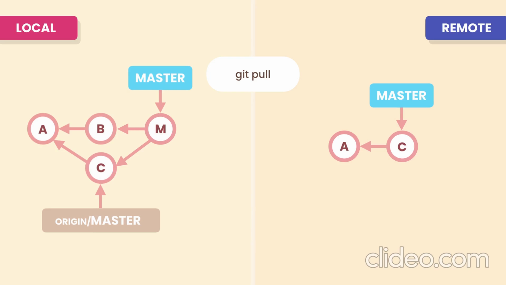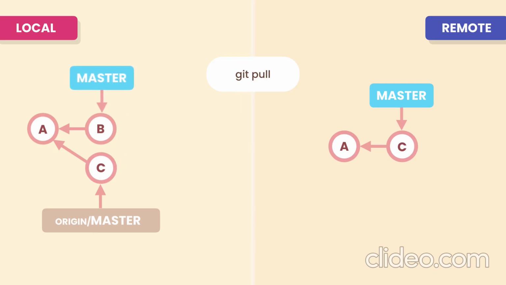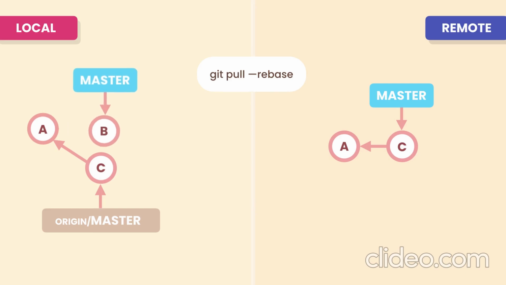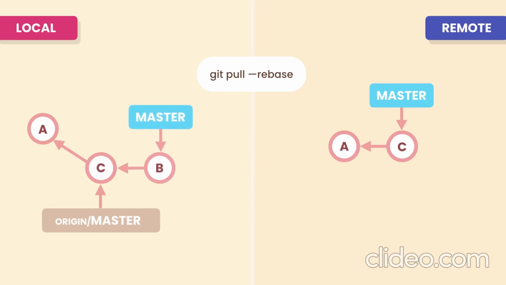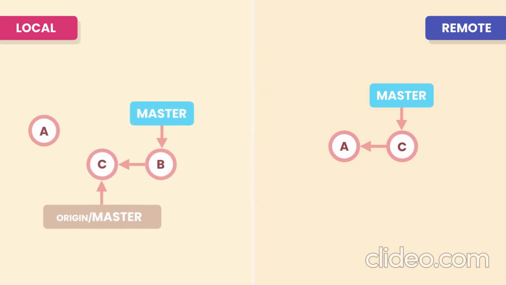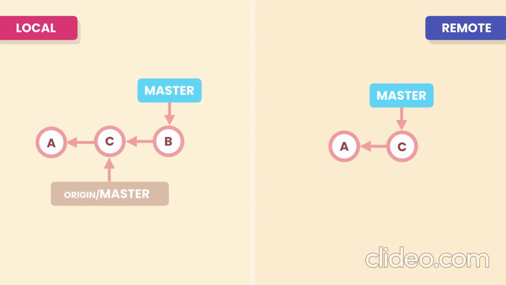So alternatively, we can use rebasing here. So I'm going to undo the merge commit. We're in the same state as before. If we use the rebase option, Git is going to rebase our master branch on top of origin/master. So what is the base of our master branch? It's A. When we use the rebase option, Git is going to change the base of our master from A to C. So essentially, it's replaying our local changes on top of changes made by others. With this, we'll end up with simple, linear history.